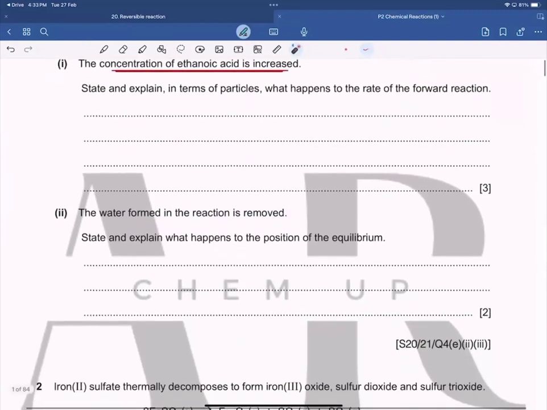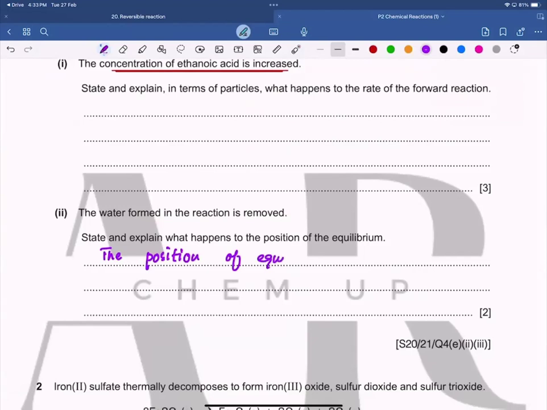So what I'm going to write over here: they ask what happens to the position of the equilibrium. So we will write that the position of equilibrium shifts to right, and see how much marks it has. 2. If you just state this, you will get only 1 mark. For the second mark, you have to explain why it is shifting to the right.